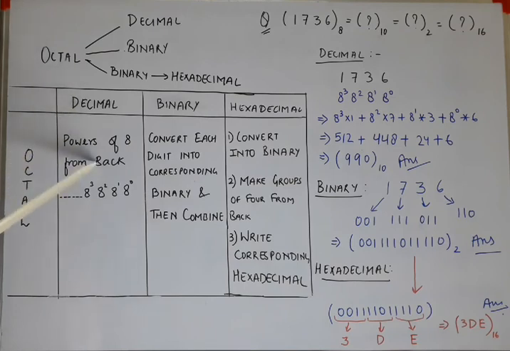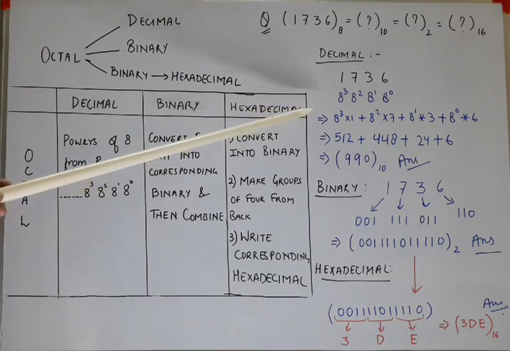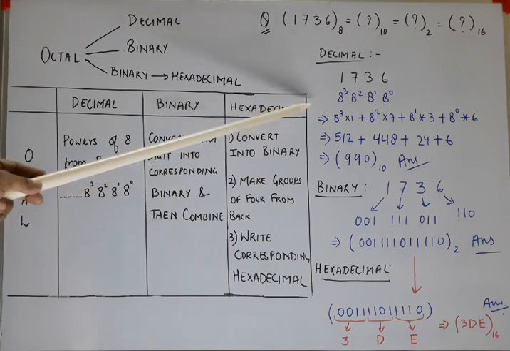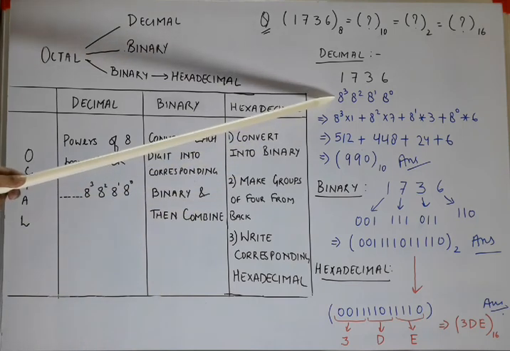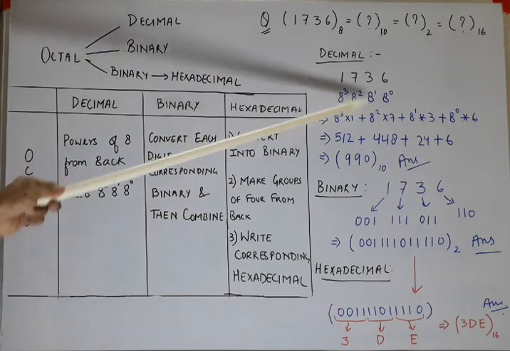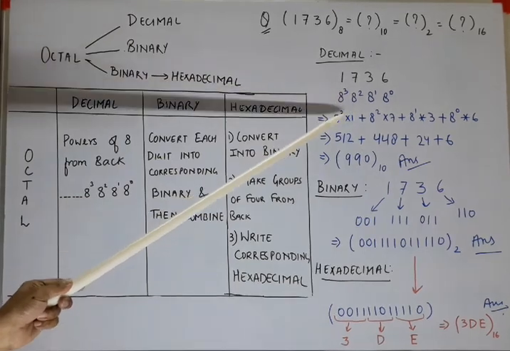Octal to decimal is powers of 8. So see, the number is first copied and then powers of 8 are applied. So 8 raised to power 0, then 8 raised to power 1, then 8 raised to power 2, then 8 raised to power 3.